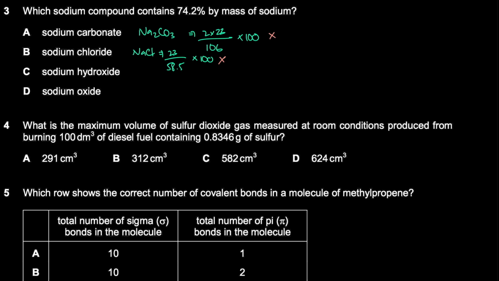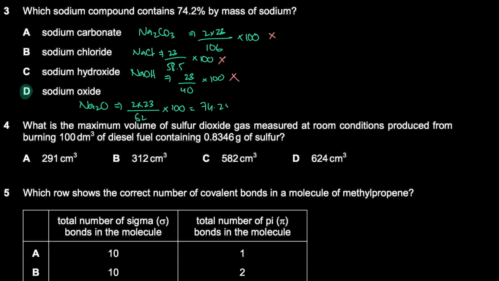Sodium hydroxide is NaOH. For NaOH, we have an Mr of 40, with 1 sodium, so we have 23 divided by 40, OH is 17 plus 23, that's 40, times 100. This doesn't come out to 74.2% either, so the answer has to be D. Sodium oxide, here the formula is Na2O. We have 2 sodiums, so 2 times 23, that's 46, divided by 46 plus 16 for oxygen, so that's 62, times 100, and this comes out to 74.2%.